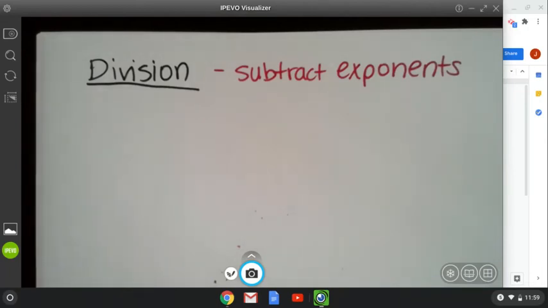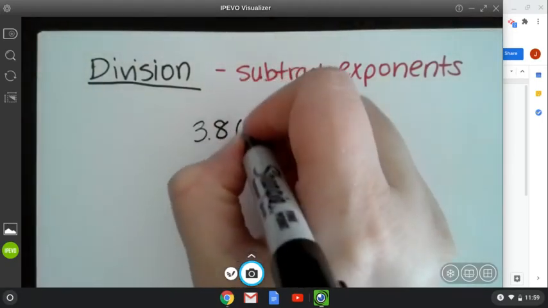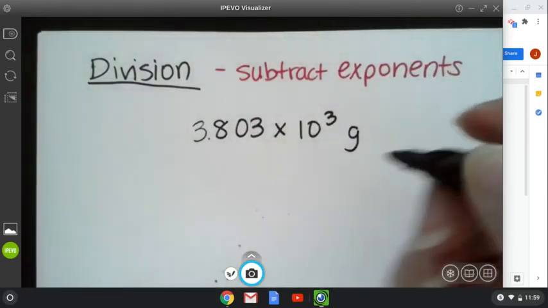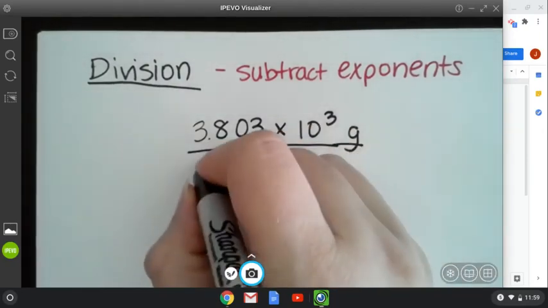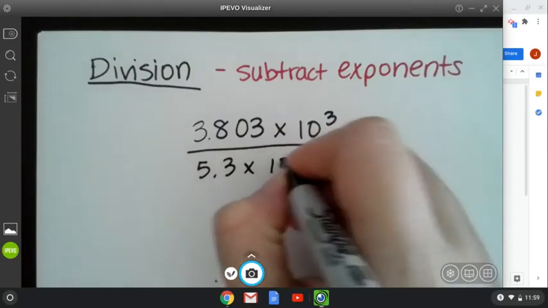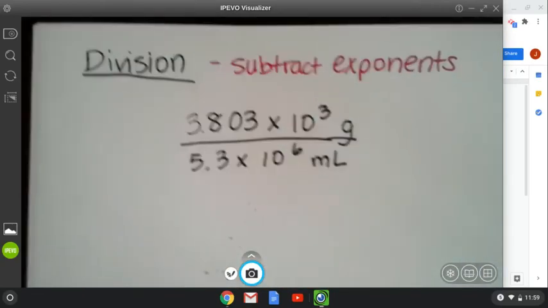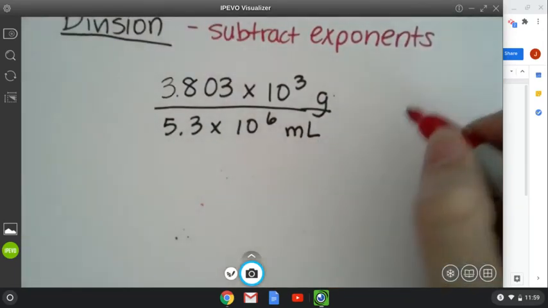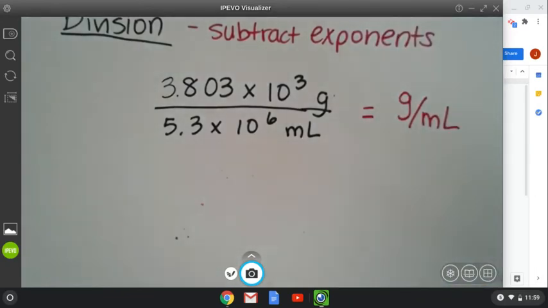We're going to divide 3.803 times 10 to the 3rd grams divided by 5.3 times 10 to the 6th milliliters. So you can see, what are our units going to be? Well, if I'm dividing my units here, it's grams over milliliters. When I write my final answer, I'm going to put grams over milliliters. So this is a type of density.